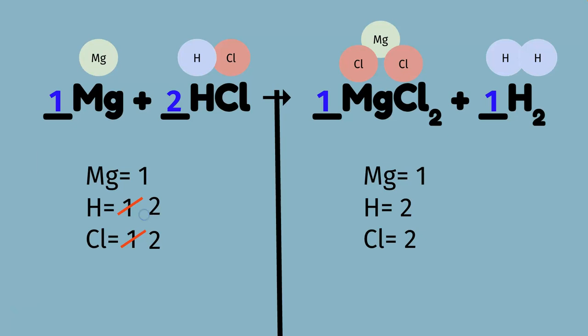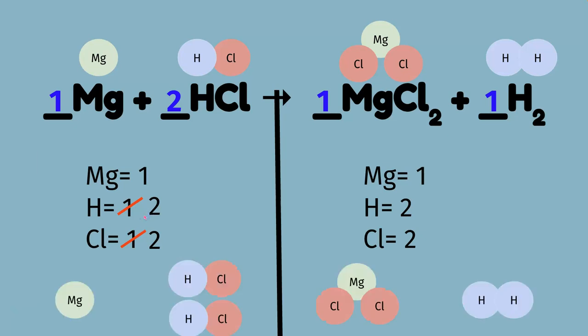So I put 1s on the lines that I didn't do anything to. And this is what it looks like now. So you can see I have 1 Mg on both sides, 2 H's, and 2 Cl's.